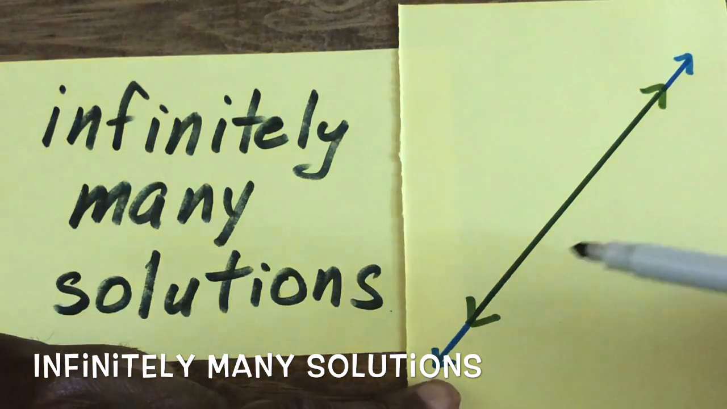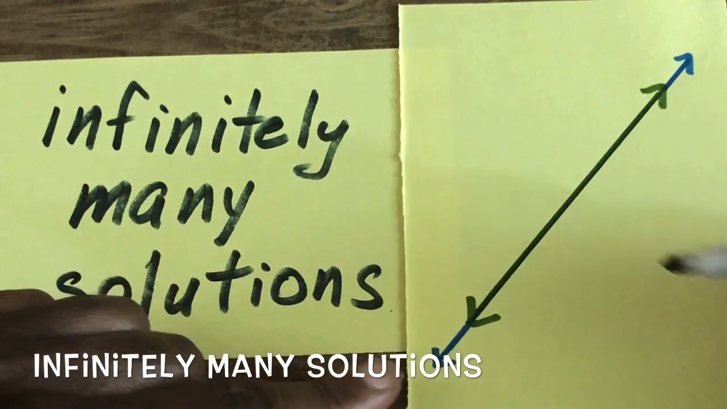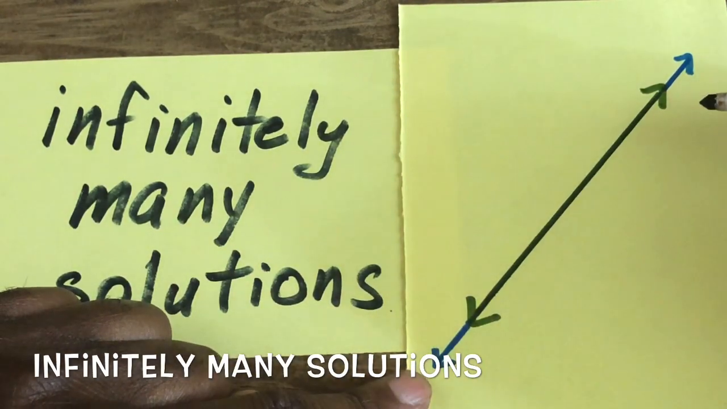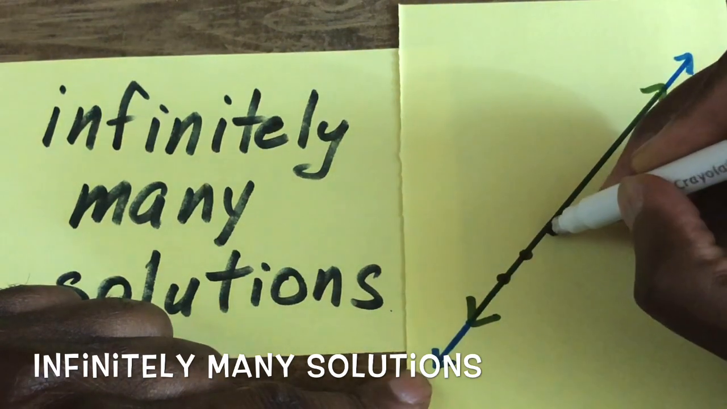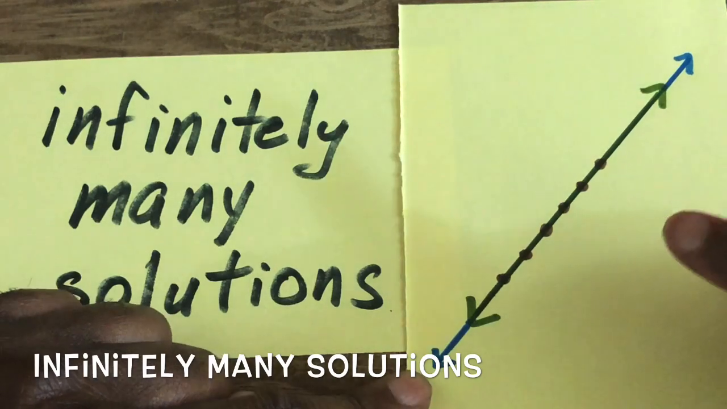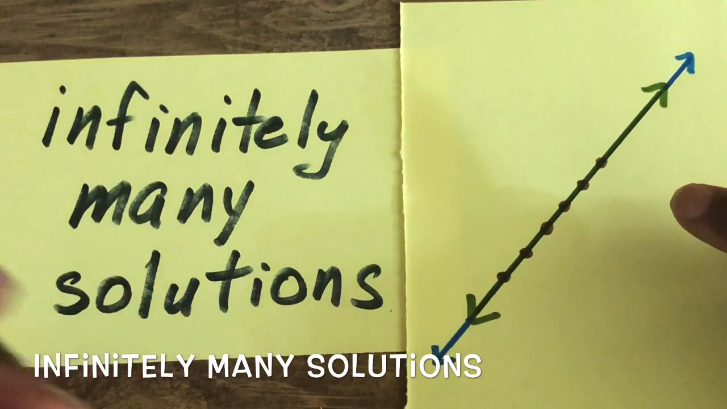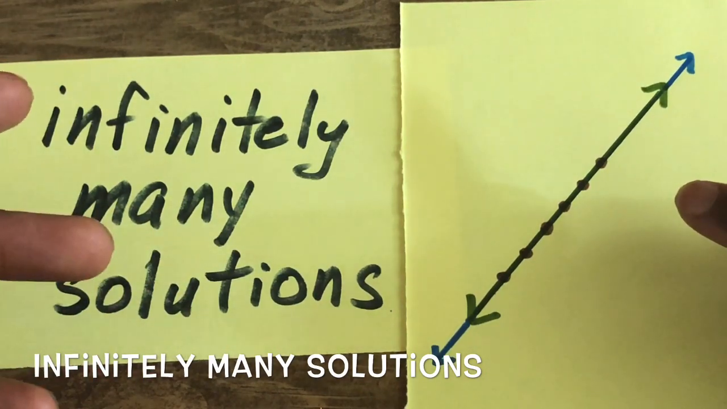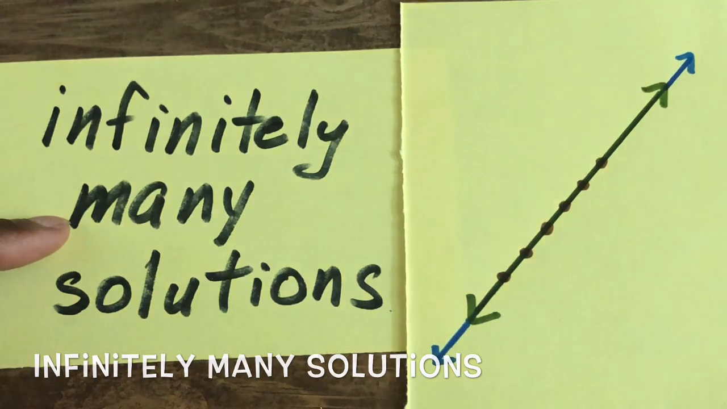The third type of solution is infinitely many solutions. What that means is you have your green line and your blue line, and they both are on top of each other, so they're both sharing the same points. There would be a point here, a point here, a point here, and they have all these points in common. They have infinitely many solutions: not one answer, not two, but many answers. Infinite means it just keeps going and going, forever.